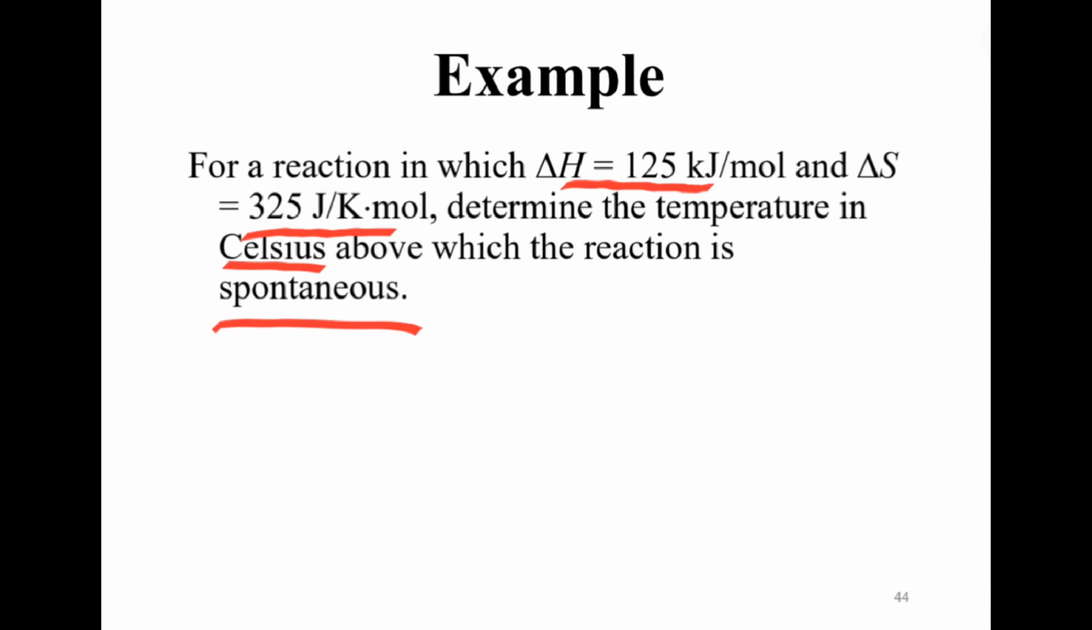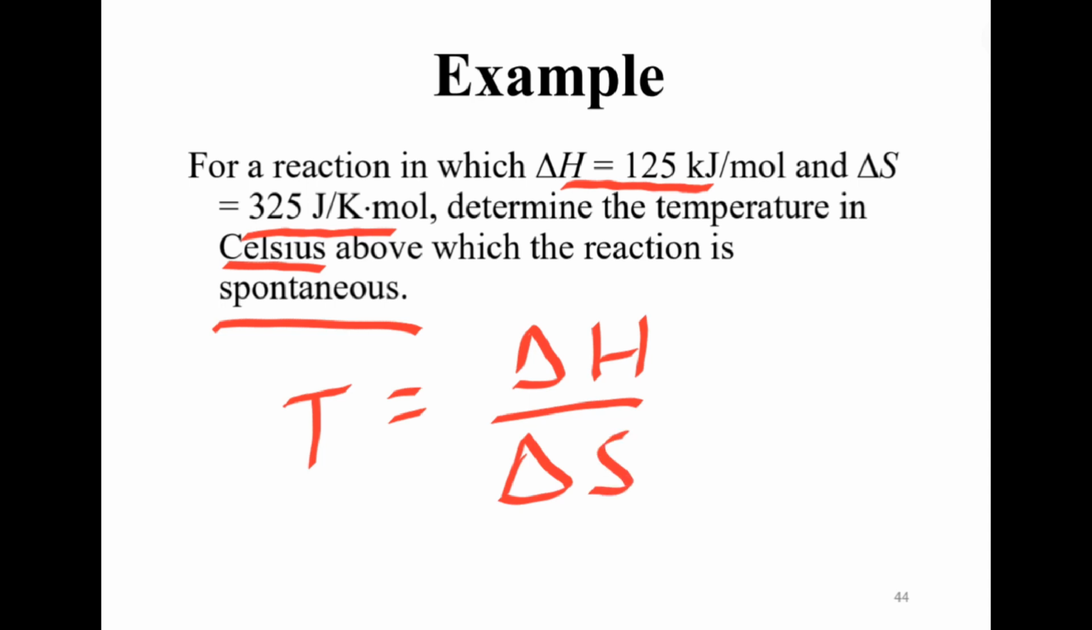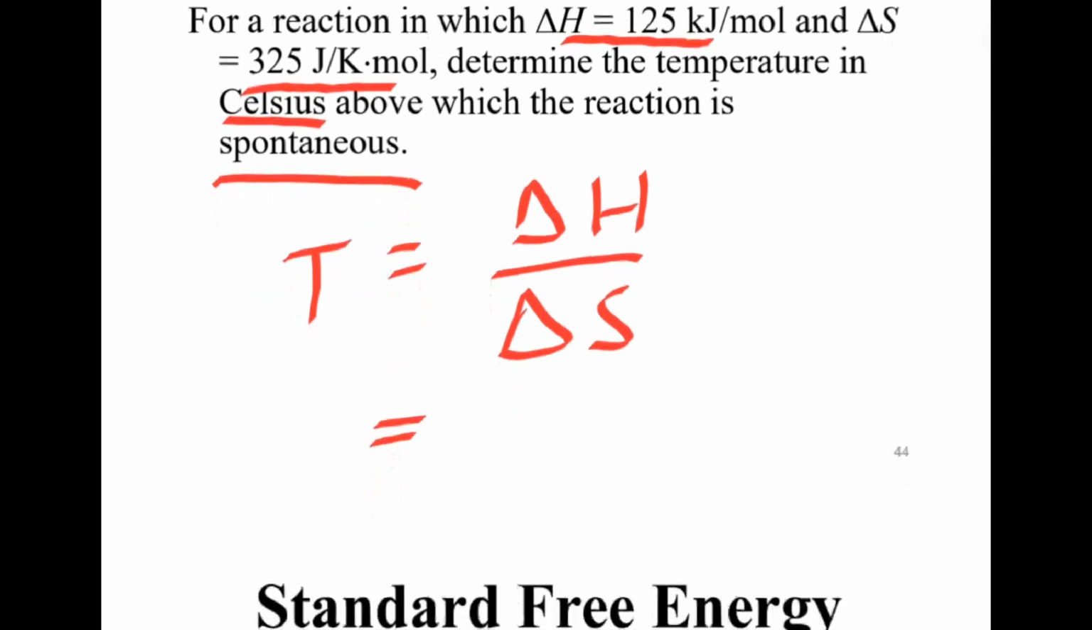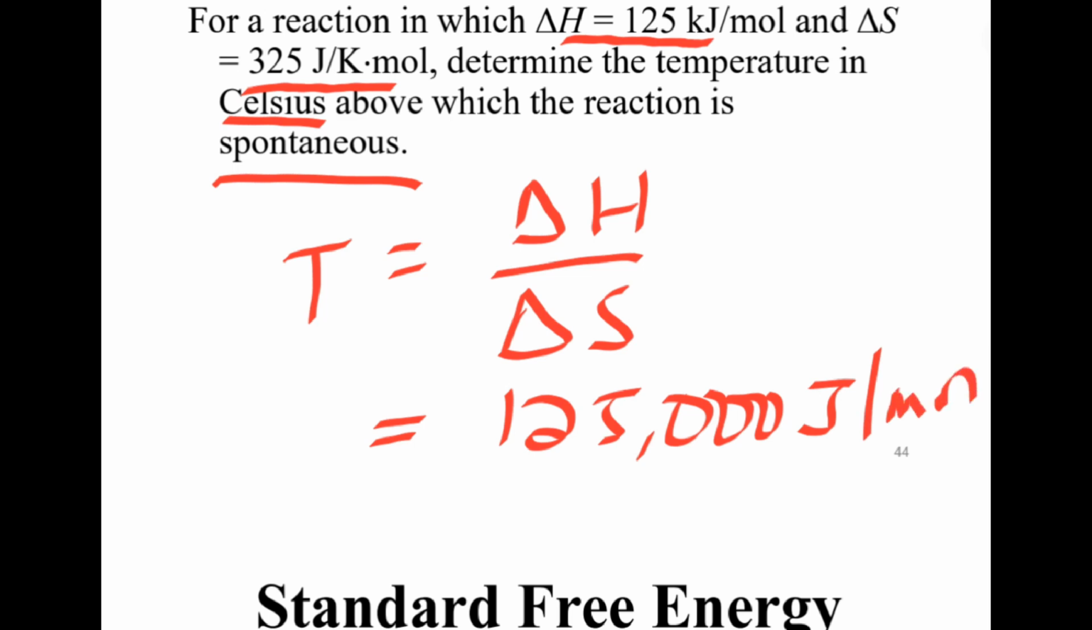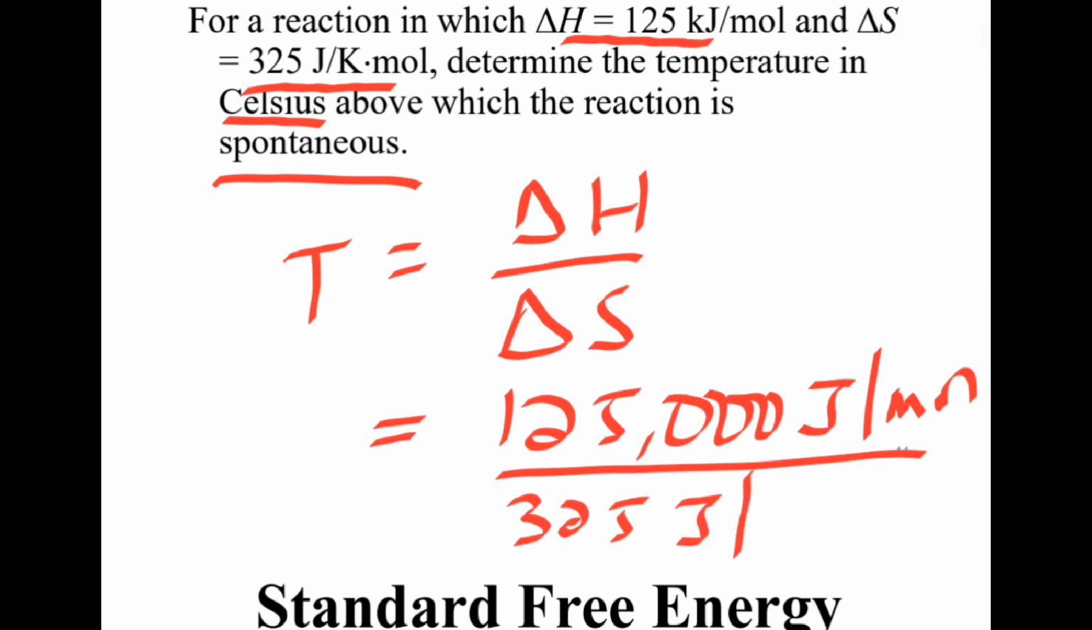To determine the temperature, we have to use the above equation, which is T equals change in enthalpy over change in entropy. Change in enthalpy is 125 kilojoule, which is 1000 joule per mole, over change in entropy is 325 joule per Kelvin per mole.